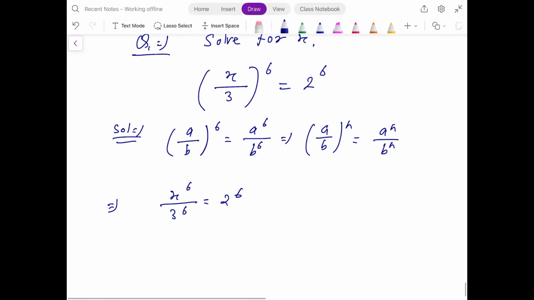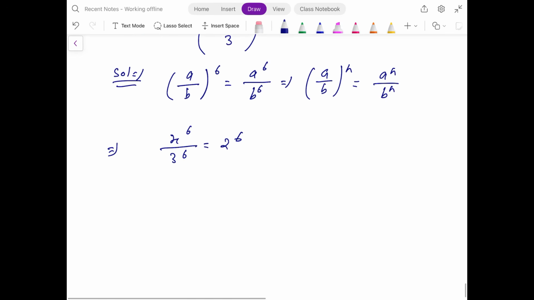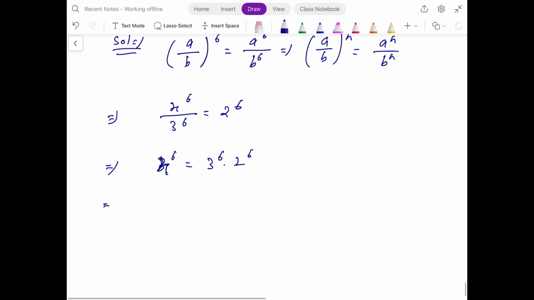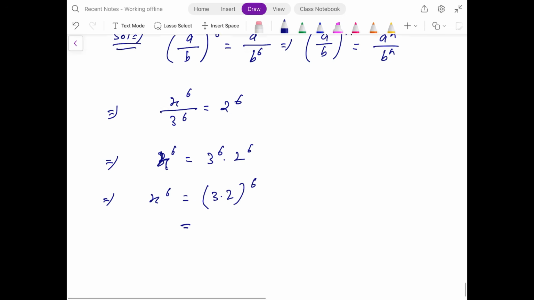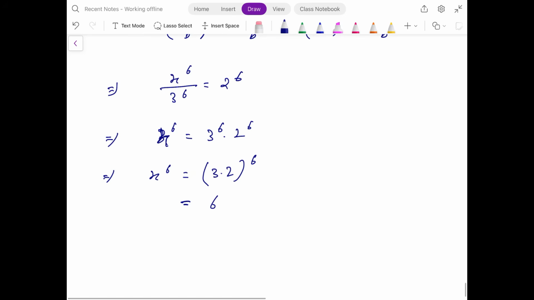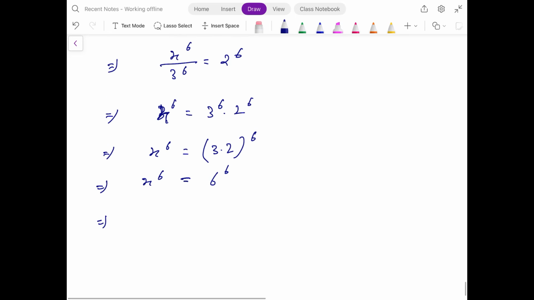So on multiplying by 3^6 on both sides, the equation will become x^6 is equal to 3^6 times 2^6. So further, the equation can be written as x^6 is equal to (3 times 2)^6, and 3 multiplied by 2 becomes 6. So it will be 6^6, and on the left hand side we have x^6. So further, this equation can be written as x^6 minus 6^6 equal to 0.